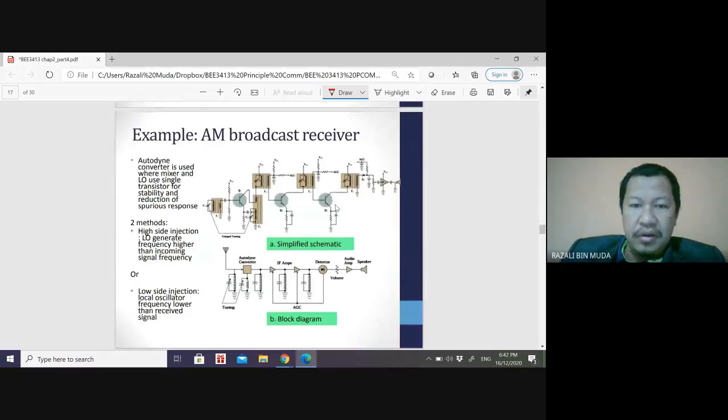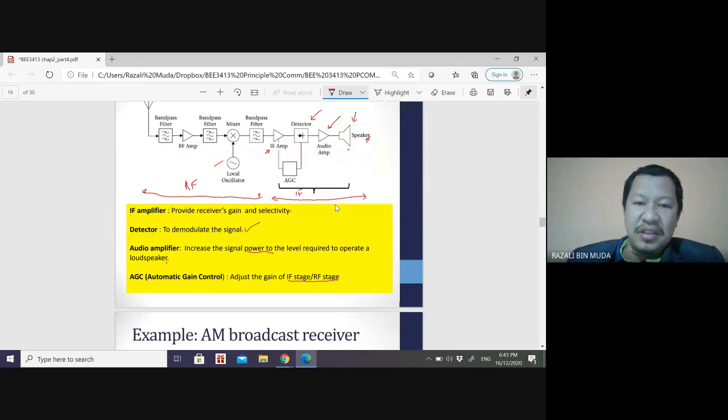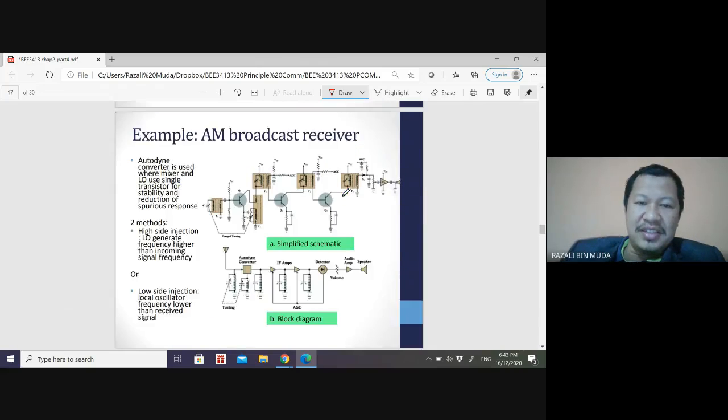Example, an AM broadcast receiver. This is an example of the real circuit. Quite complicated, right? Normally, we will just give you the block diagram. See, everything is in blocks. Band pass filter, block, right? But the real one is like this.